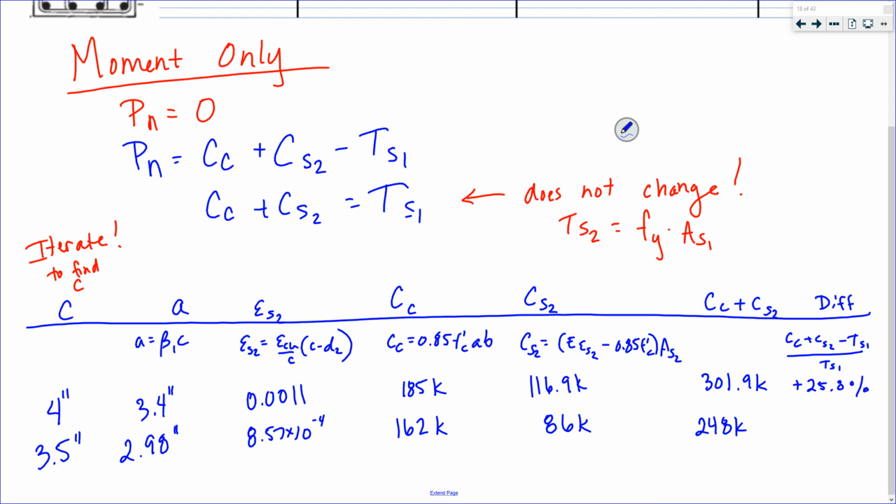I want to be 240. I'm at 248. So 248 minus 240 divided by 240 times 100 is positive 3.3%. But just by decreasing my C by 1/2 inch, I decreased my compression force in my concrete and my compression force in my compression steel, and I went from 26% over to 3% over.